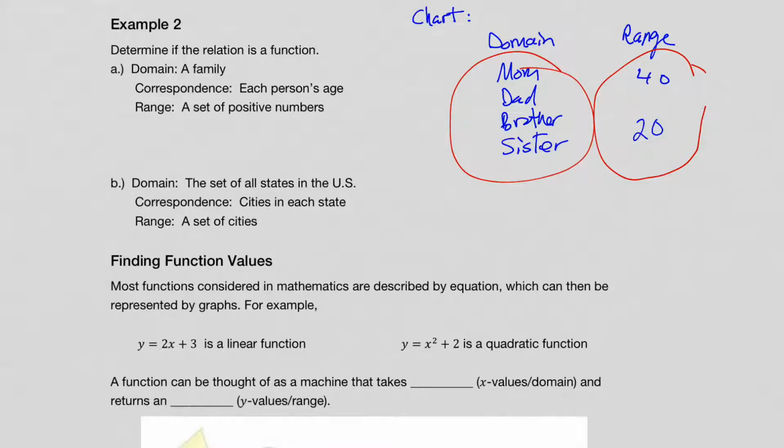Now, if we draw the correspondence, we got the greater than symbol, that's okay. Another greater than symbol here, that's okay. It is okay for range values to repeat, but not the domain. So this is a function, okay? So the relation between family and person's age is a function.